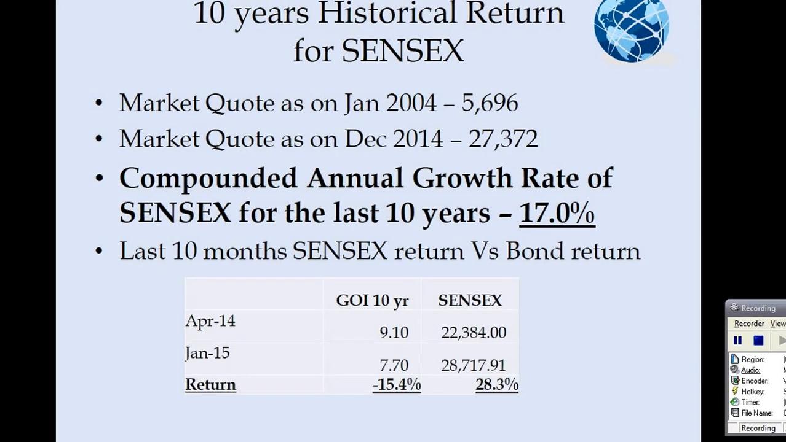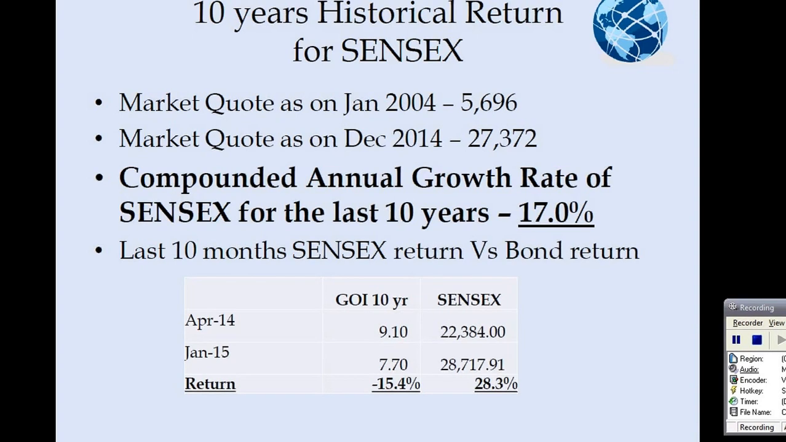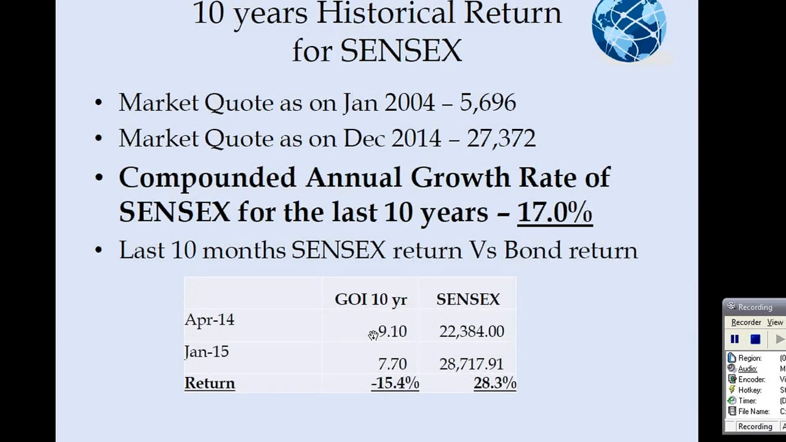Now, how has Sensex performed against fixed income? Here, by fixed income instruments, we mean the government instrument, the 10-year government T-bond, Government of India's T-bond. So, as I previously said in the previous slides, from April to January 15, a period of 10 months, the yield has gone down from 9.1% to 7.7%. This is the bond yield, which has dropped by 15.4%.